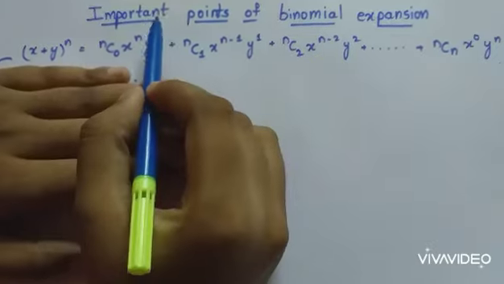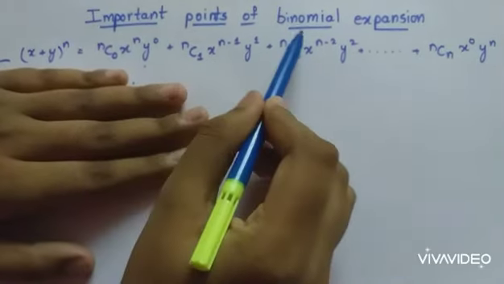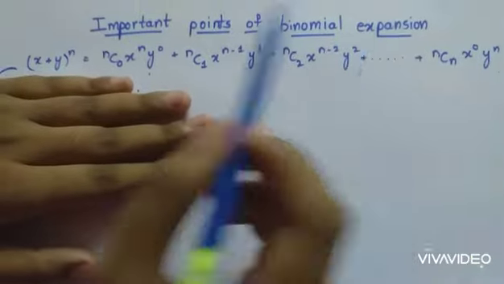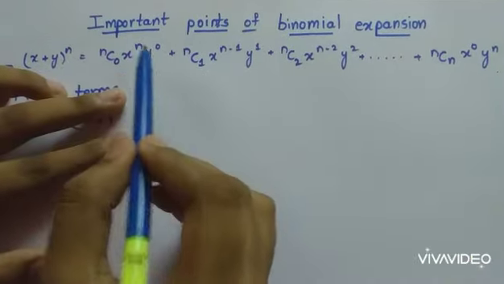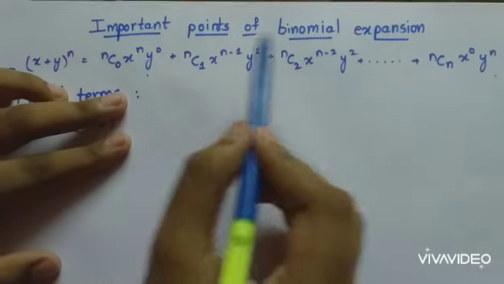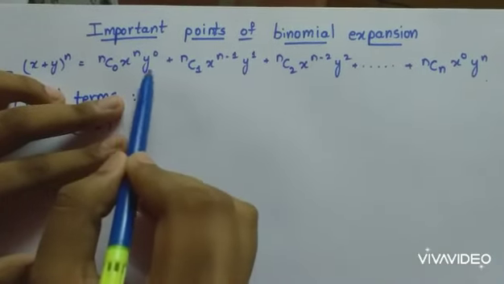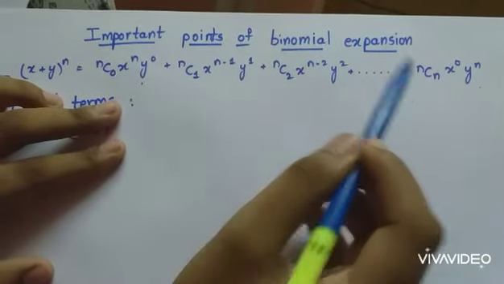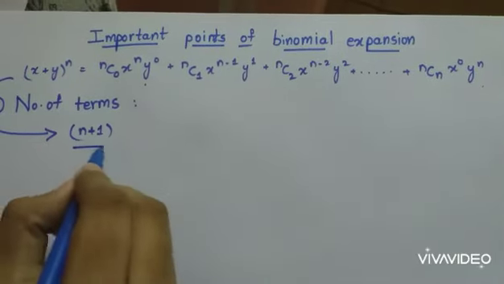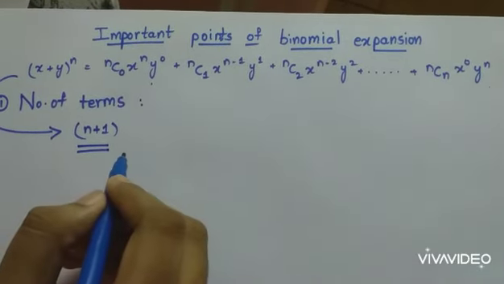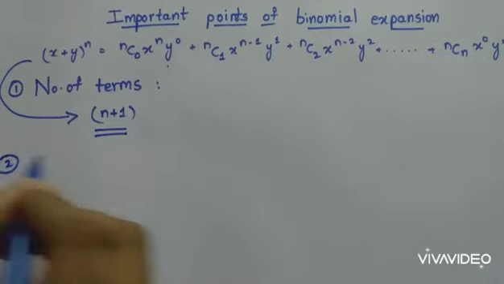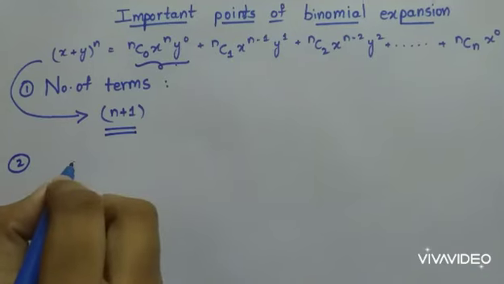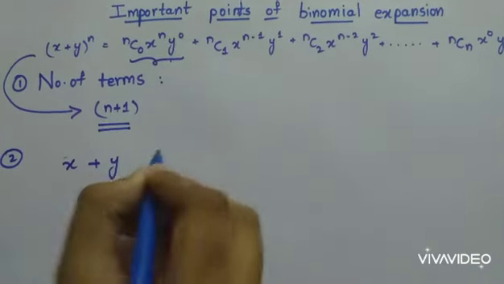Now let us learn and revise some important points of binomial expansion. First, let us see the number of terms in this expansion. In this expansion, we observe that from first term to last term, each power of y increases from 0 to n and powers of x decreases from n to 0. So we observe that there are n plus 1 terms in this binomial expansion. And also we have seen that in each term the sum of indices of x and y is equal to n.